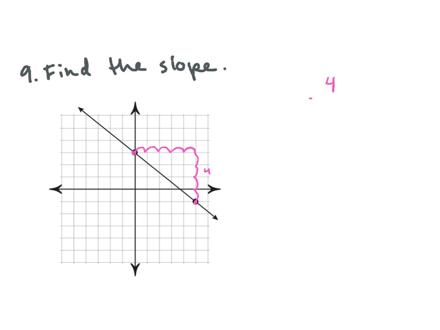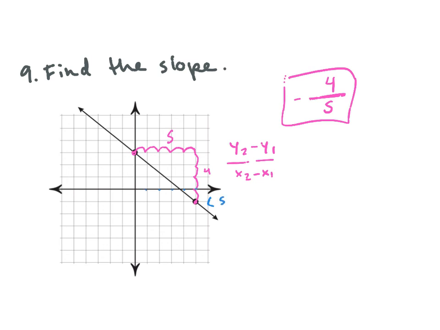We can also plug it into our formula. So we have y2 minus y1 over x2 minus x1. Our points. This point would be, we go to the right 1, 2, 3, 4, 5. So 5, and we go down 1, so 5, negative 1. Our point up here, we go up 3 and stay on 0. So this would be 0, 3.